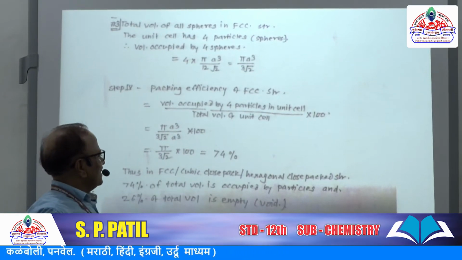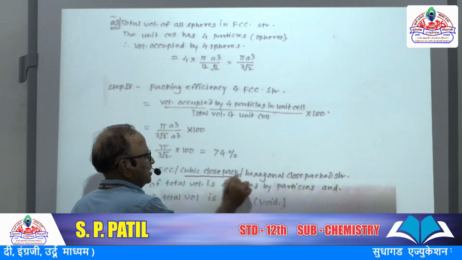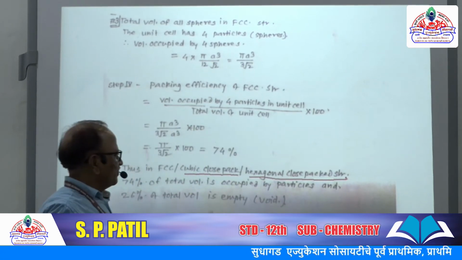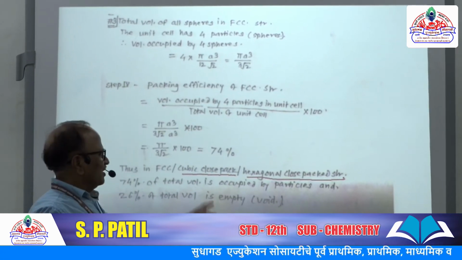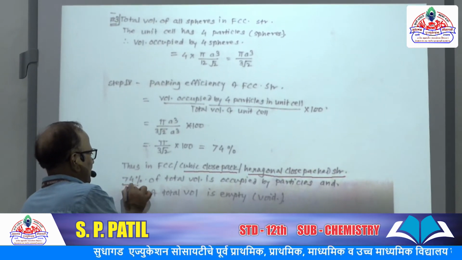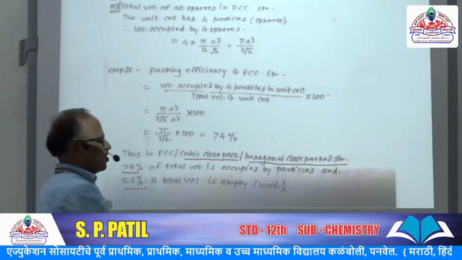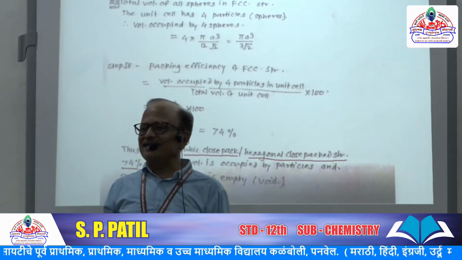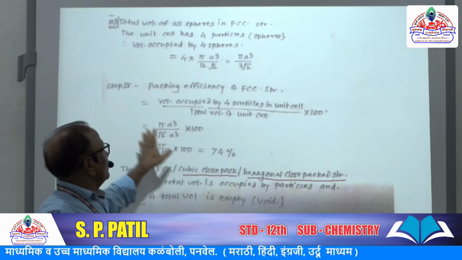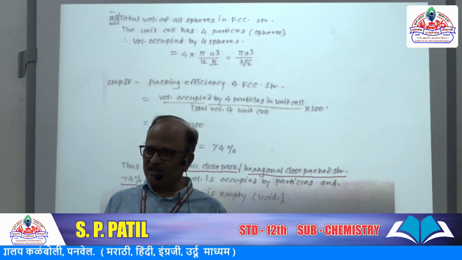And thus in face-centered cubic structure, or cubic close packed structure, or hexagonal close packed structure, that part will come in the next lecture, the total volume occupied is 74% and the empty volume or void is 26%. So this is the packing efficiency for the face-centered cubic unit cell.